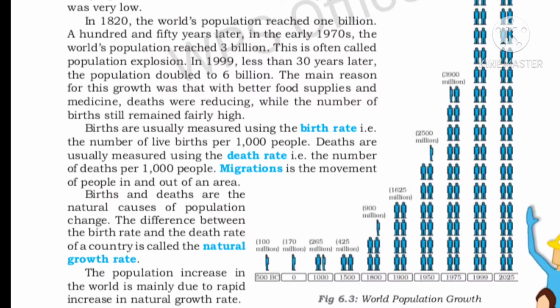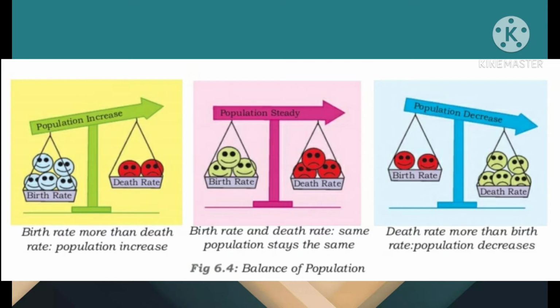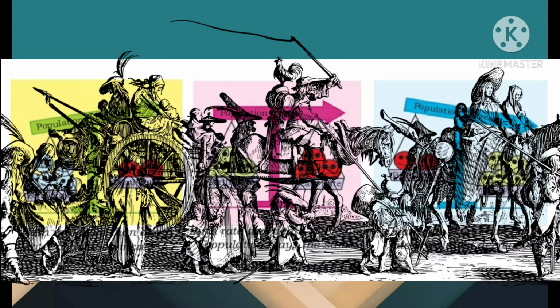Births and deaths are the natural causes of population change. The difference between the birth rate and the death rate of a country is called the natural growth rate. There are various factors responsible for the growth of the population, but the population increase in the world is mainly due to a rapid increase in natural growth rate. Migration is another way by which population size changes. People may move within a country or between countries.